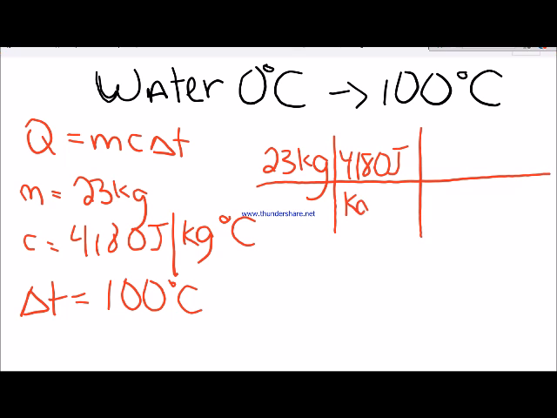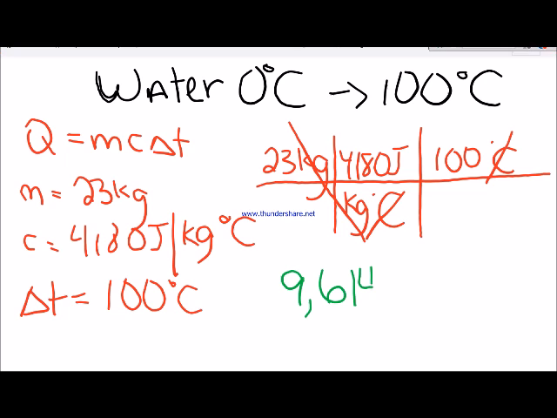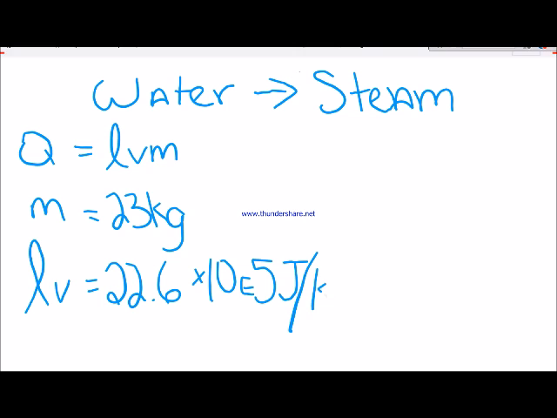Now do unit analysis, which is just multiplying across. Like before, they all cancel out, except for joules, and your answer will be 9,614,000 joules.